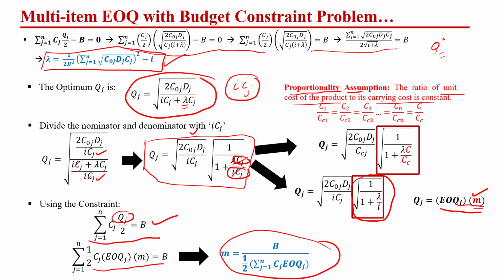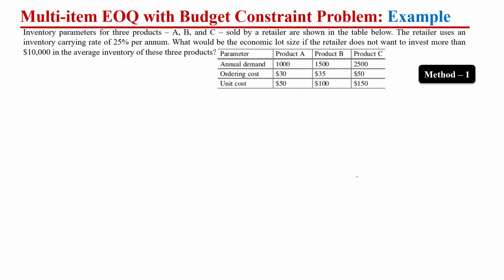If the constraint is dissatisfied or violated, then we need to do all this. So let me solve the problem and we will get a clear understanding. Okay, so we have an example of the inventory parameters for three products.